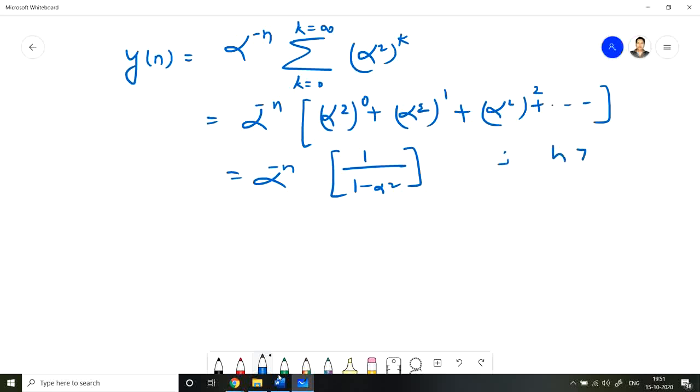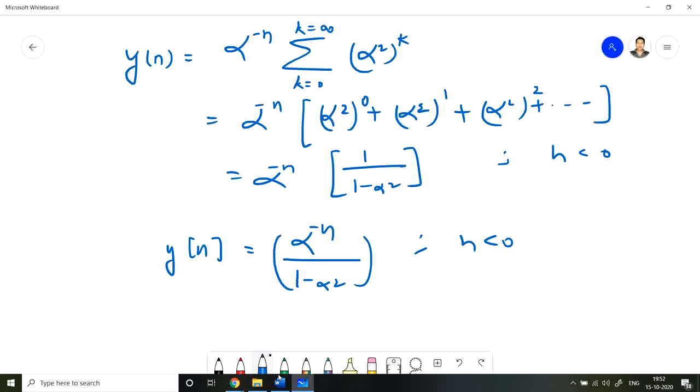So this is for n less than 0. This is our first case, when n is less than 0. So y[n] equals alpha raised to the power minus n divided by 1 minus alpha square for n less than 0.